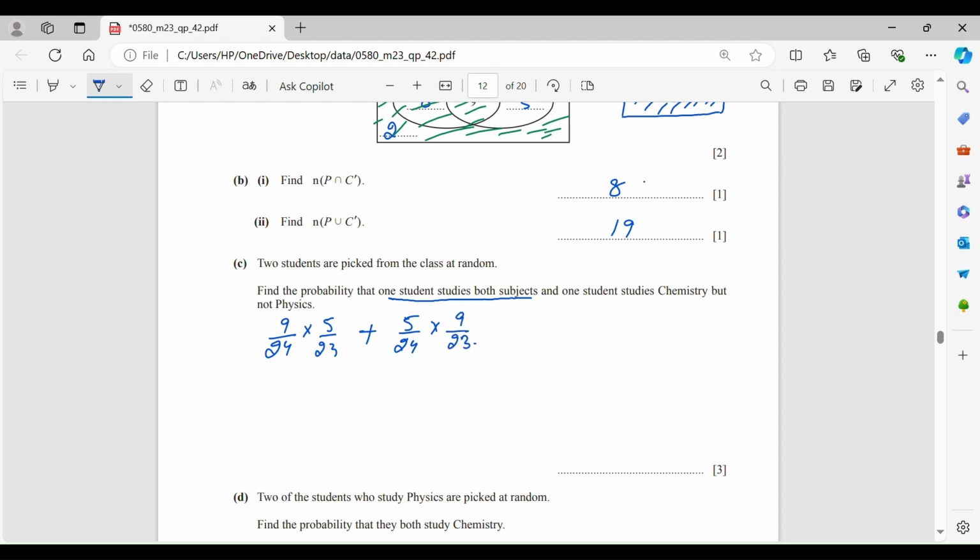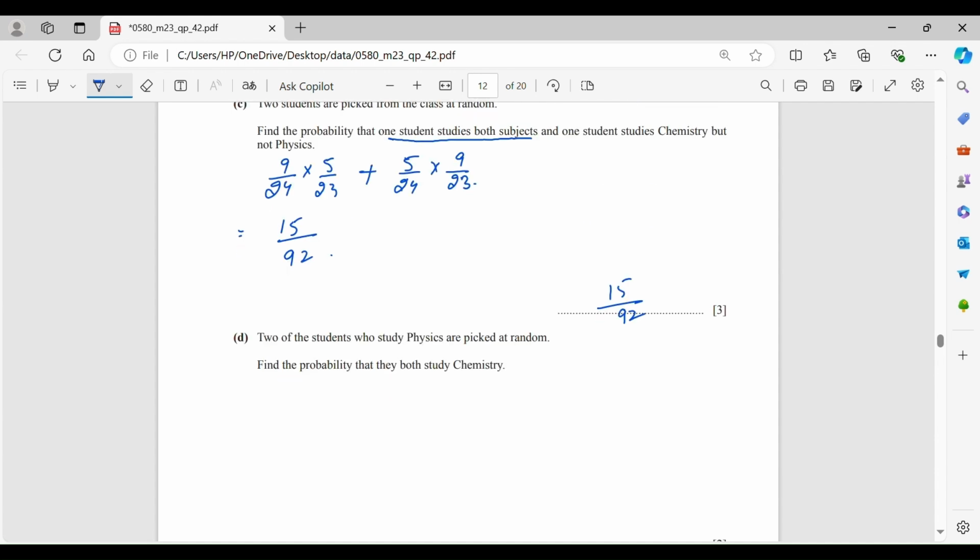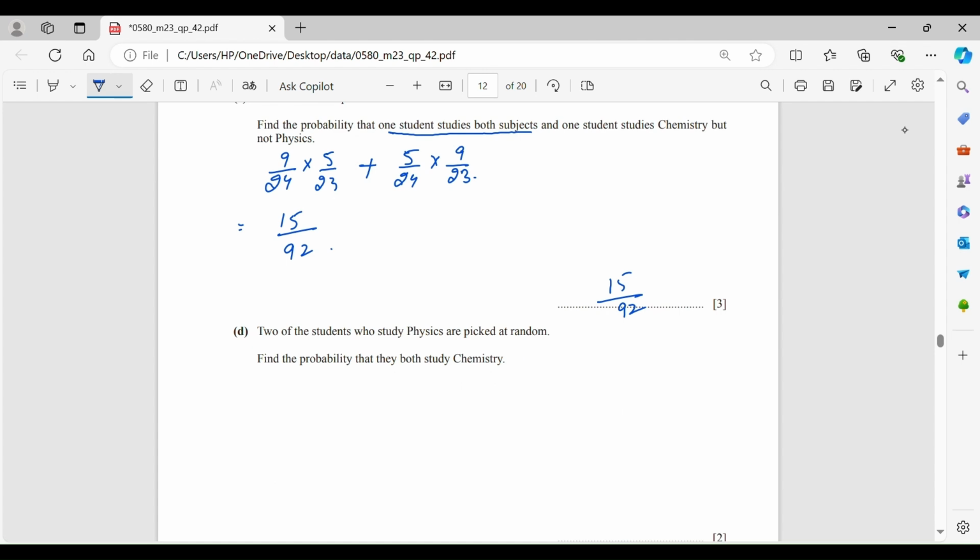This will be equal to, we will use the calculator for this, and this will be equal to 15 by 92. Our answer is 15 by 92, right? Next, two of the students who study physics are picked at random. Find the probability that both study chemistry.